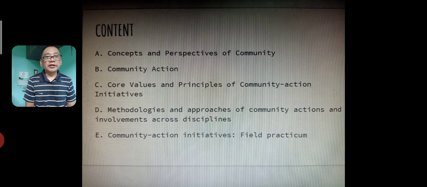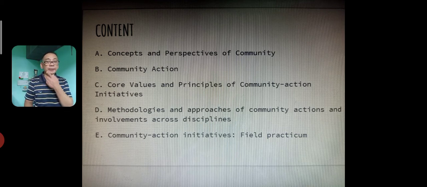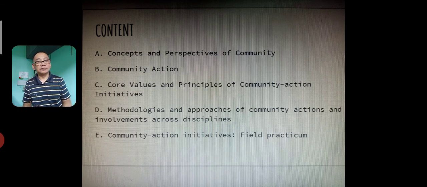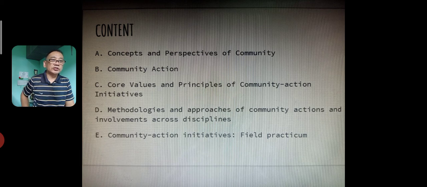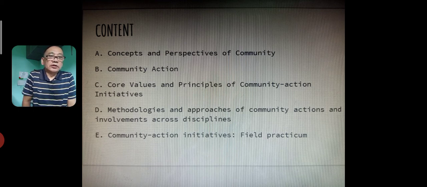Okay, the content of our study, there are divided into five. First, concepts and perspectives of community. Then after that of dealing with some theories and studies or concepts all about community, now we'll go to the community action. No, may mga assessment, then action agad. And of course, core values, yung mga pinag-aralan natin o pinag-usapan natin, and principles of community actions, initiatives, methodologies and approaches of community actions and involvements across disciplines. Community action, initiatives, field practicum.